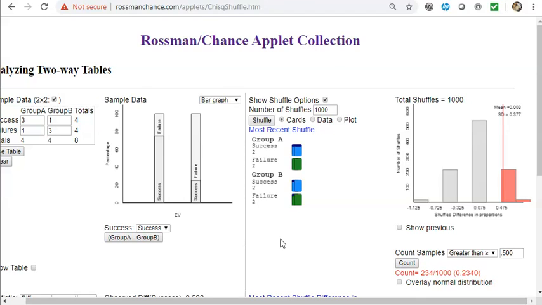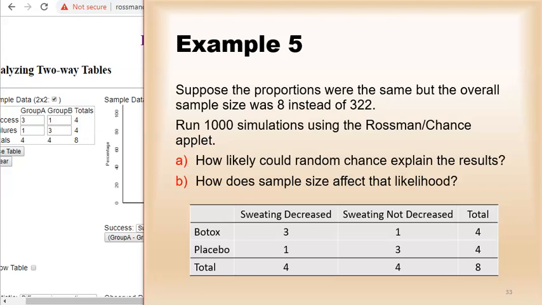So there's still the same big difference, but you can see that with a much smaller sample, random chance is much more likely to be an explanation. So how likely could random chance explain the results? Well, from our simulation, it was about 23.4%. And essentially it was the same difference in proportions, but because it's just a much smaller sample size than the previous example, it made random chance a much better explanation for what we saw.